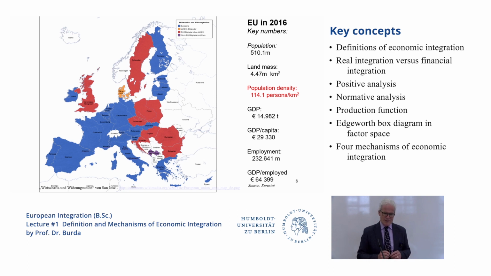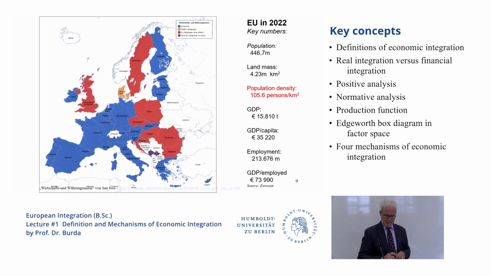Okay, this is a map from 2016. Don't be worried. I've actually updated this lecture. So I have data from 2022. But I want you to take a long, hard look at this. The EU is a big place. It's huge. 500 million people. That's a lot of people right there.